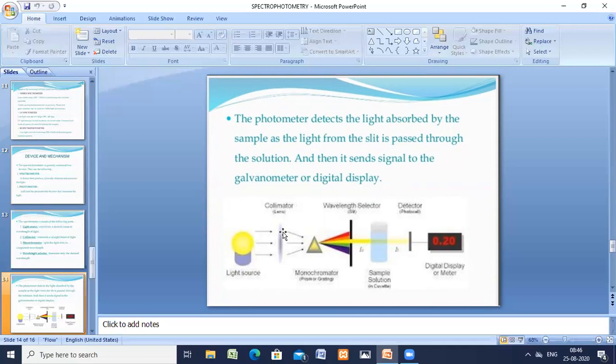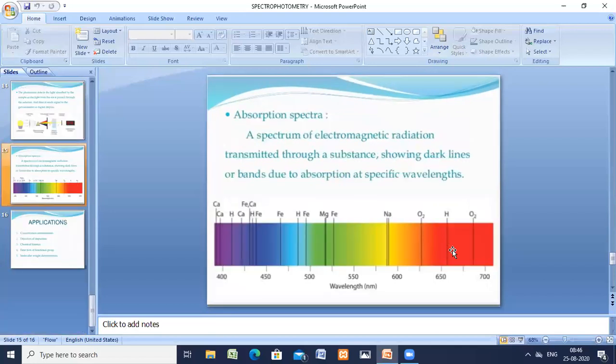Light source, collimator, and this is the monochromator, which focuses the light in one direction, and it passes on to the sample, and from the sample it goes on to the detector. After that it is detected, and you can see the digital display of the meter. Now we'll see the absorption spectrum and how it looks in different regions.